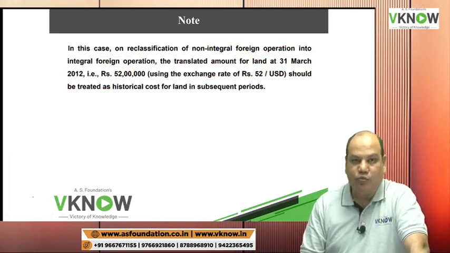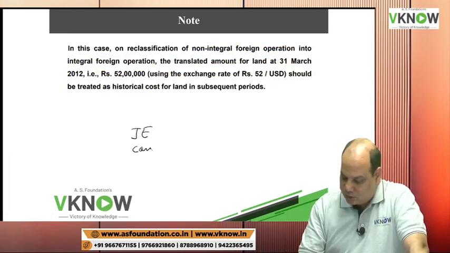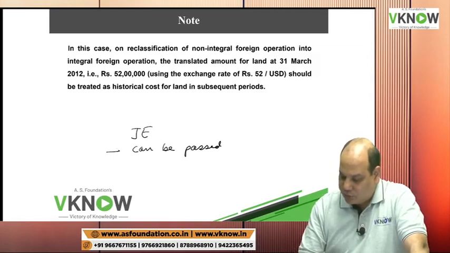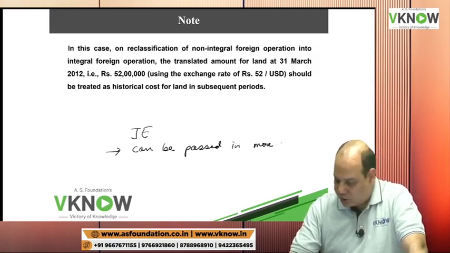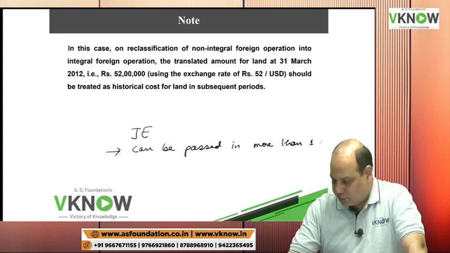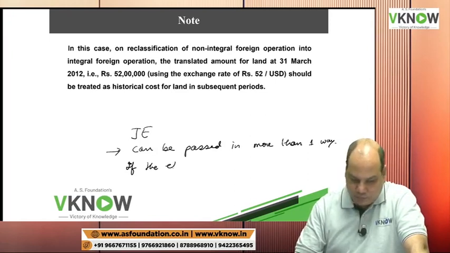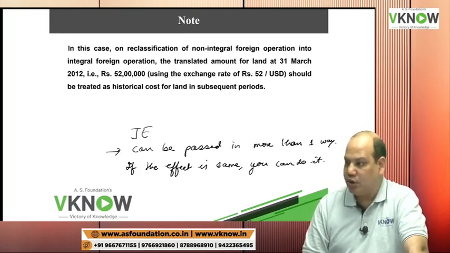Any other way, if you pass the entry, a journal entry can be passed in more than one way. So let us not waste our time. From 11th standard you have studied that a journal entry can be passed in more than one way, if the effect is the same. If the effect is different, you cannot do it.